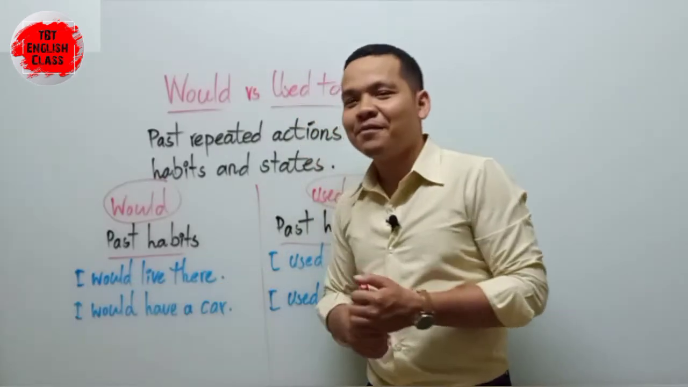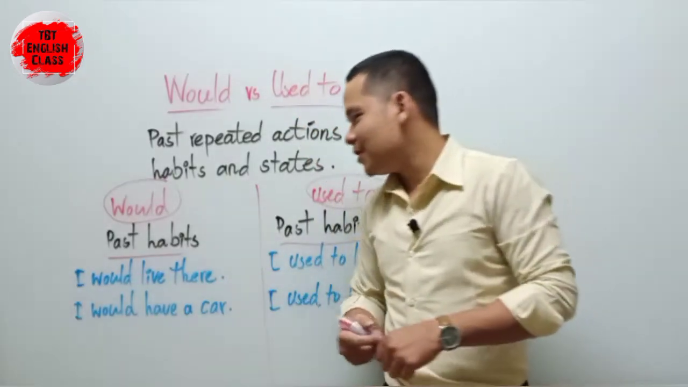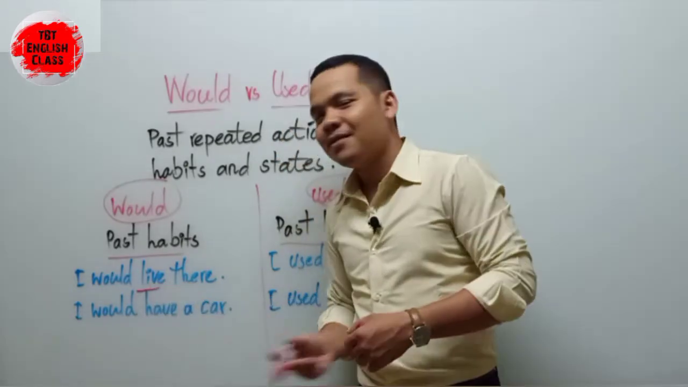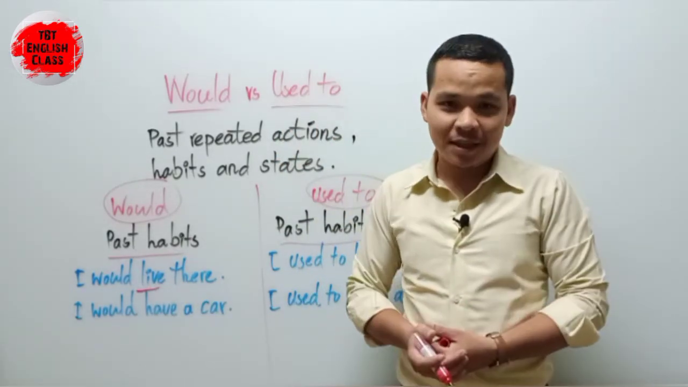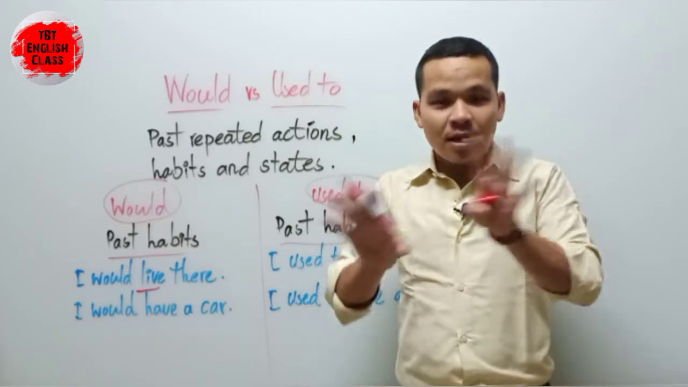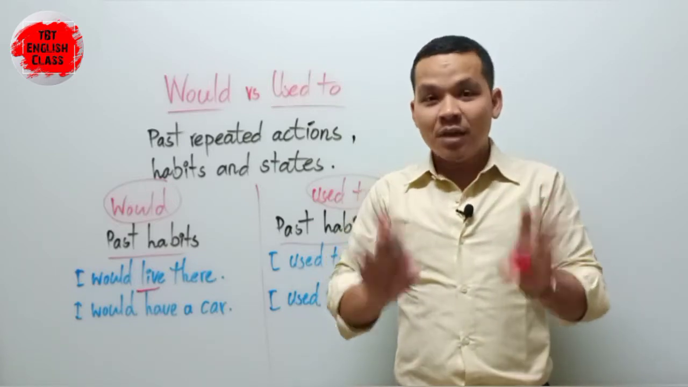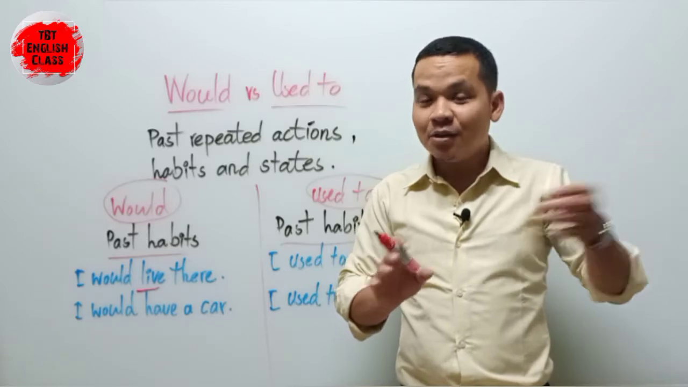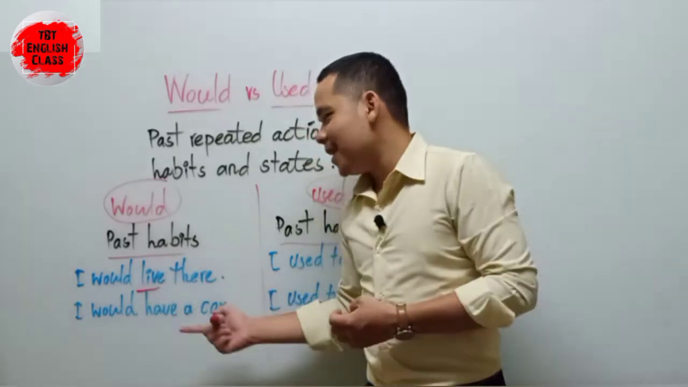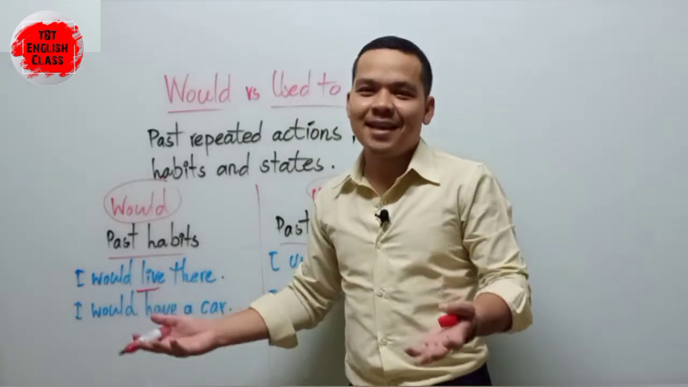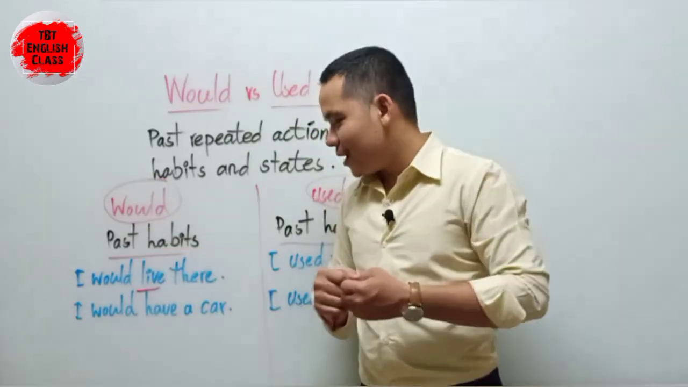Example, I would live there. You see the verb live? Action. Of course, it expresses activity, or shows the way you live over there. So live is an action verb, an activity. I would live there. We can say it like this. So look at another one.